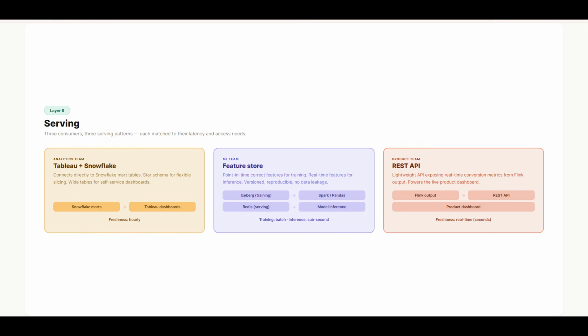Serving: Tableau connects to Snowflake marts for the analytics team. A feature store serves the ML team with point-in-time correct features for training and real-time features for inference. A lightweight REST API exposes real-time conversion metrics to the product dashboard.